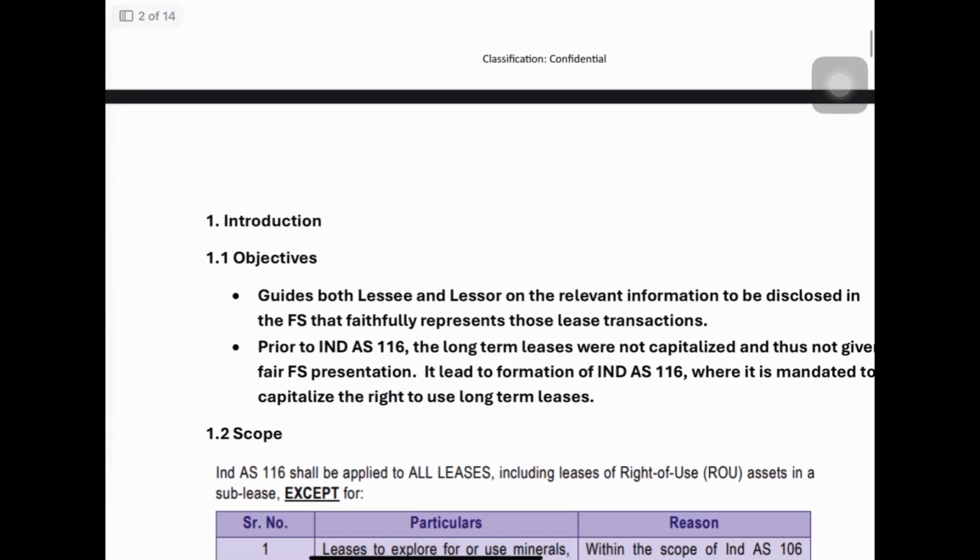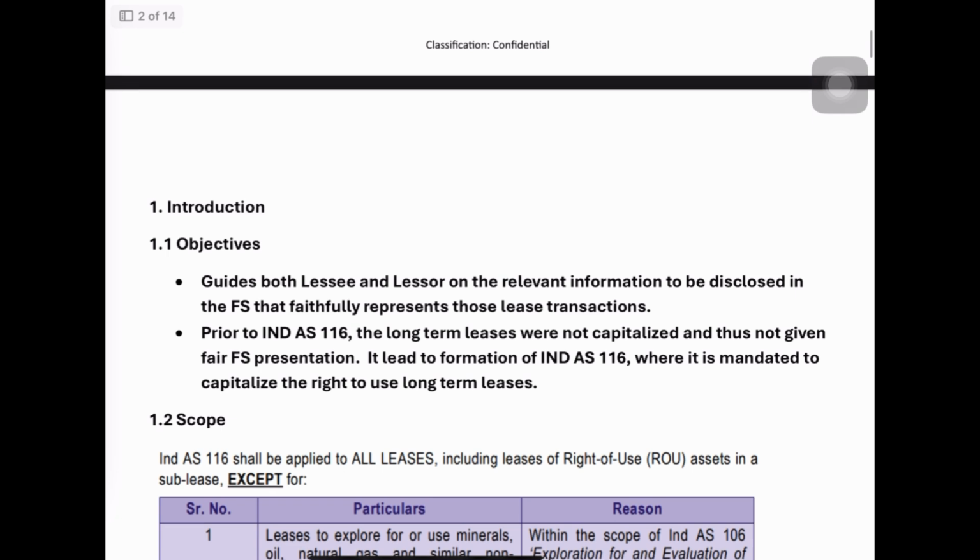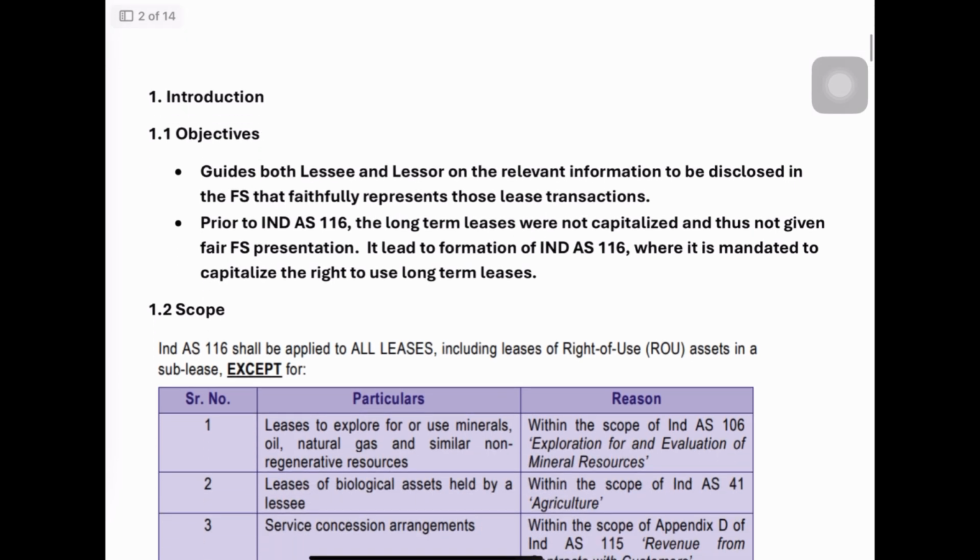Okay, so as an introduction, what is the objective of having Ind AS 116? Ind AS 116 basically guides both lessee as well as lessor on the relevant information to be disclosed in the financial statement that faithfully represents those lease transactions. Prior to Ind AS 116, the long-term leases were not capitalized. The long-term leases used to be charged to the P&L account as and when the rental payment was made.